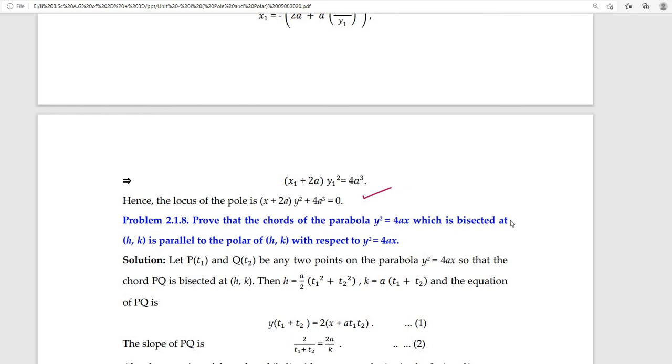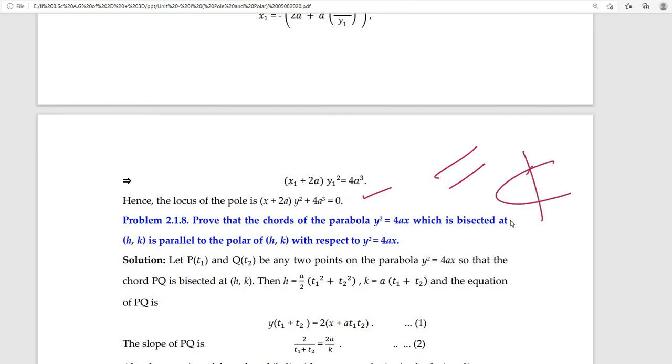The next problem is: prove that the chord of the parabola which is bisected at (h, k) is parallel to the polar of (h, k) with respect to this parabola. Two lines are to be shown as parallel lines. So in short, this is what we mean by the problem. We want to show that two lines are parallel, which means the slope of the first should be equal to the slope of the second. So what are those two lines?